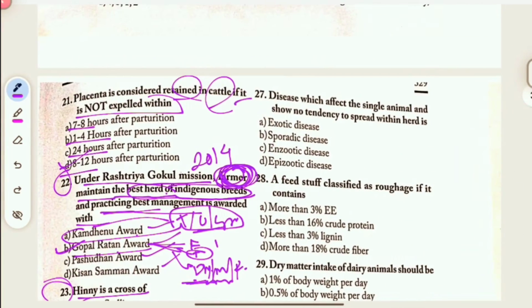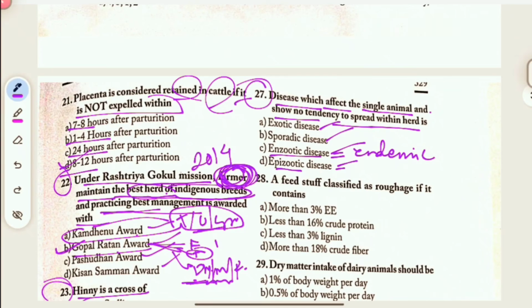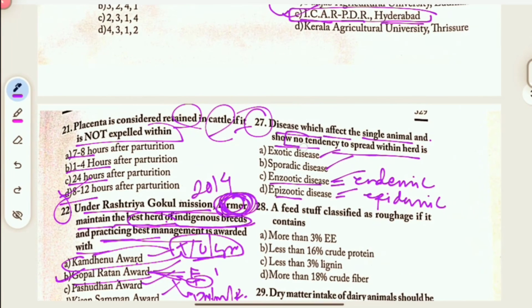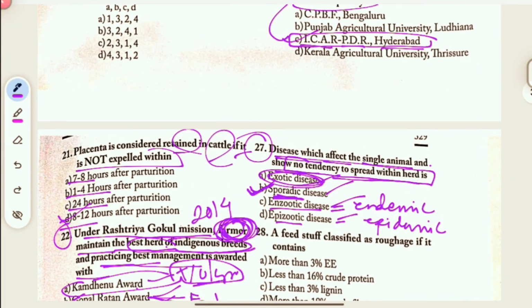Now we'll see question 27. Disease which affects a single animal and shows no tendency to spread within the herd is. These options are exotic disease, sporadic, enzootic, and epizootic. This enzootic is also called endemic, and epizootic is also called epidemic. So here the question says no tendency to spread within the herd. Therefore the correct answer is sporadic. Sporadic diseases are those which have very little to no tendency to spread. So the answer is sporadic. And exotic diseases are those which are not commonly present in any particular region or country. Usually they come from a foreign region or foreign country. Such diseases are called exotic diseases.